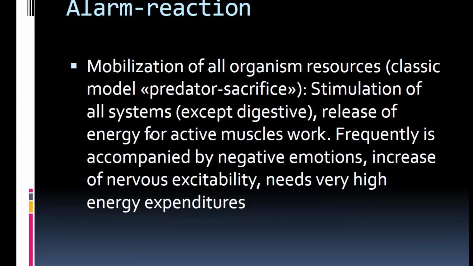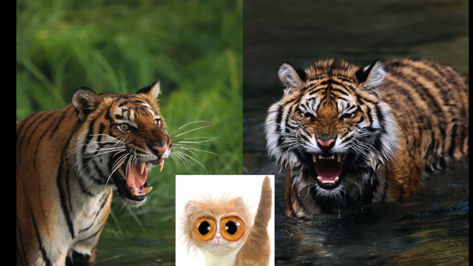The classic model of stress reaction is the model of predator and victim. In this case, during the first stage we have mobilization of all the organism's resources. It's stimulation of all systems except the digestive system. And during this stage, we have release of energy for active muscular work. It is frequently accompanied by negative emotions and increased nervous excitability in humans, and it needs very high energy expenditure.